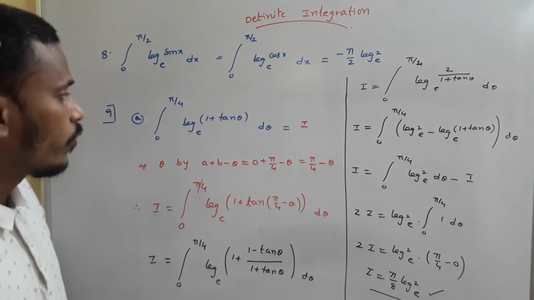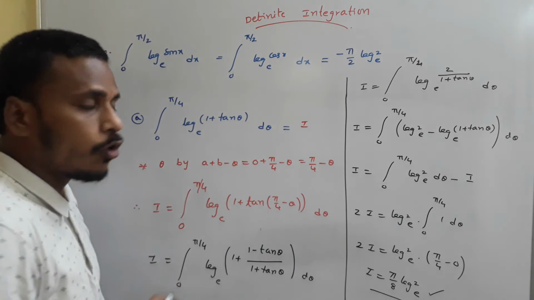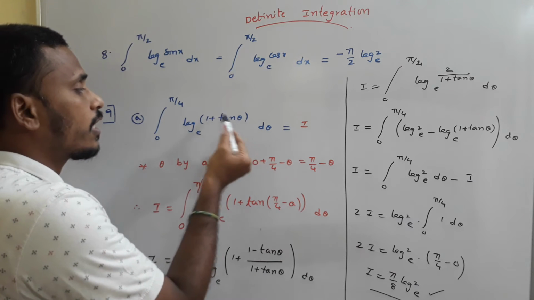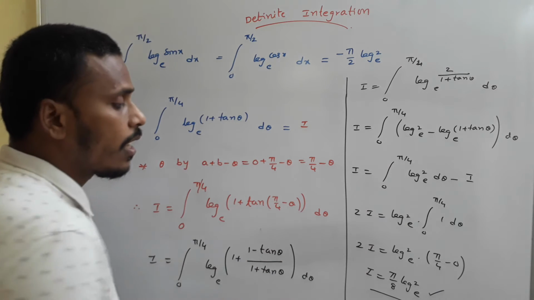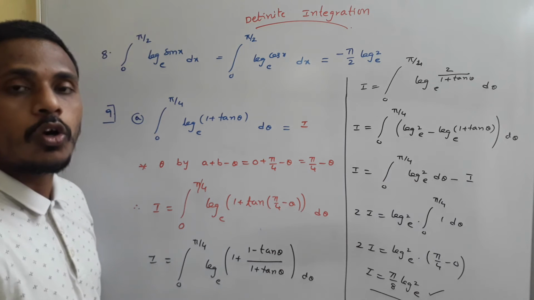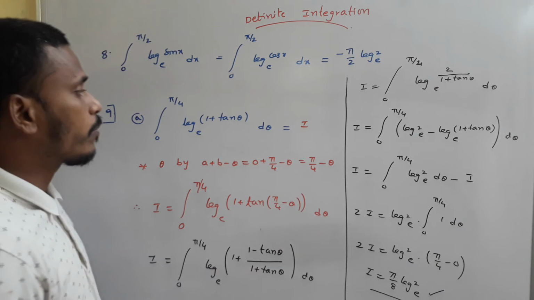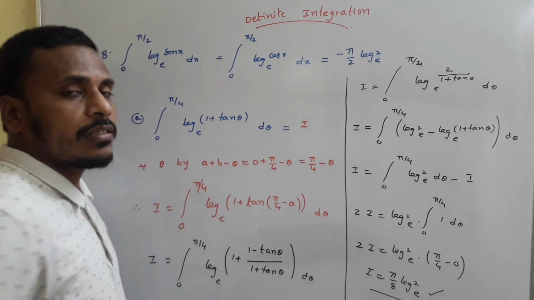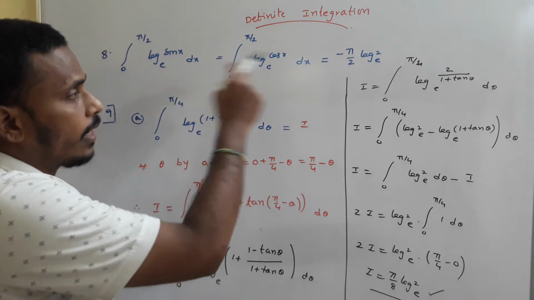And then I, which is integral 0 to pi by 4 logarithm of 1 plus tan theta to the base e d theta, is pi by 8 into log 2 to the base e. That's the problem. Okay, you just try to memorize this one also along with the eighth point.